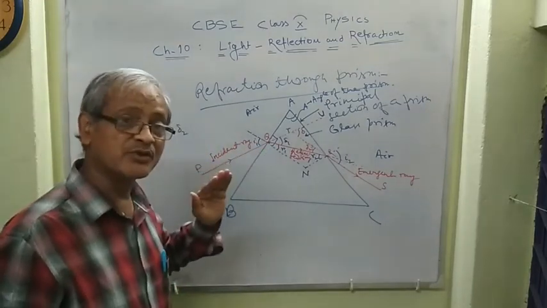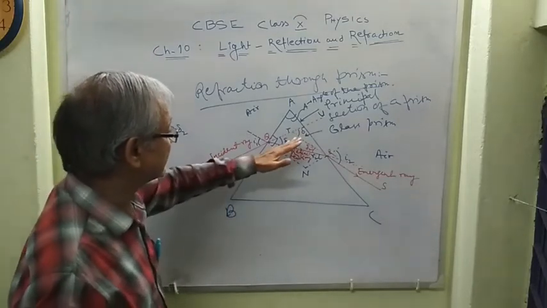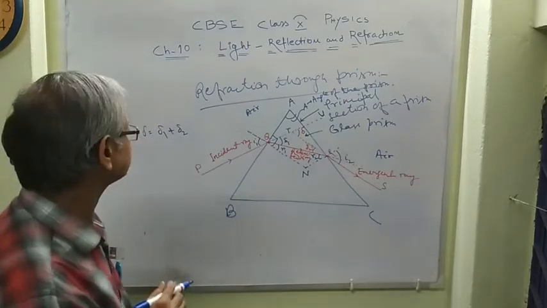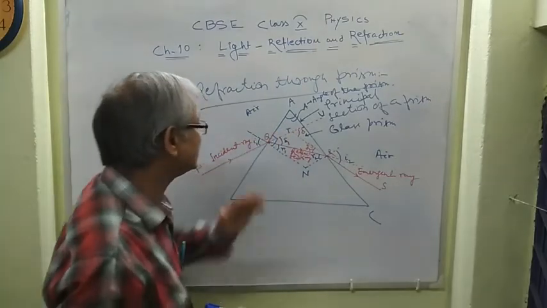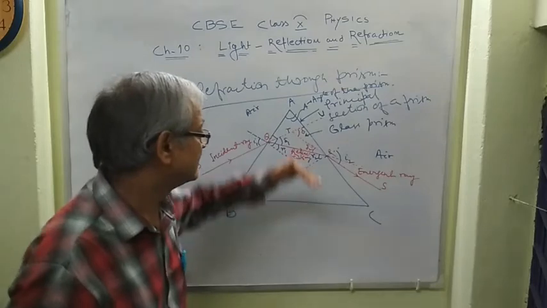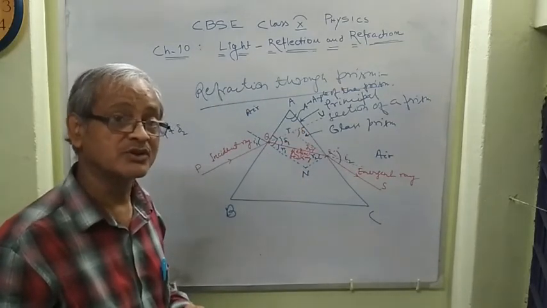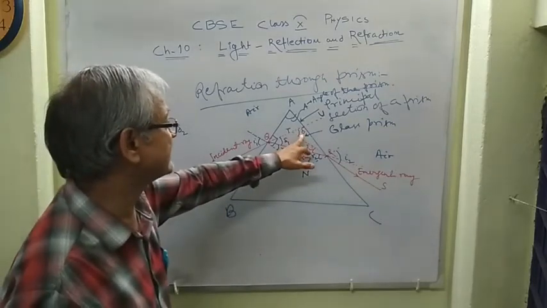In your exercise book, you note this point. That is, the deviation due to refraction through a glass prism is the angle between the original incident ray and the emergent ray. This is the total deviation produced due to refraction through a glass prism. This is denoted by delta here.